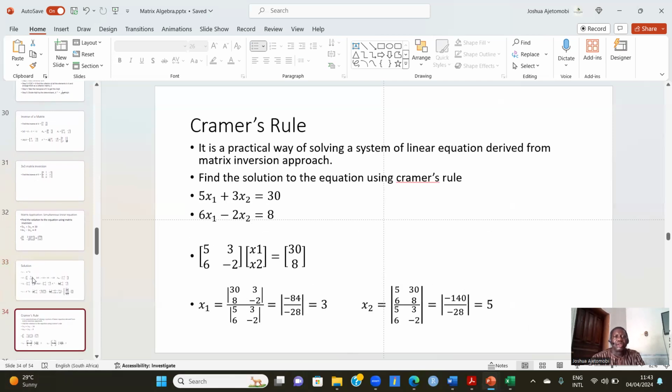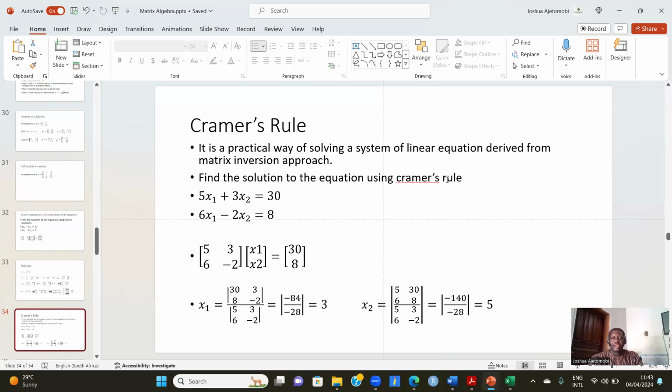Okay. A shortcut approach has been developed. It is called Cramer's rule. It's a practical way of solving systems of linear equations and is derived from the matrix inversion approach. So I will quickly put us through it, because most of the time you'll be using Cramer's rule if you don't want to go through the rigors of the inverse matrix method.